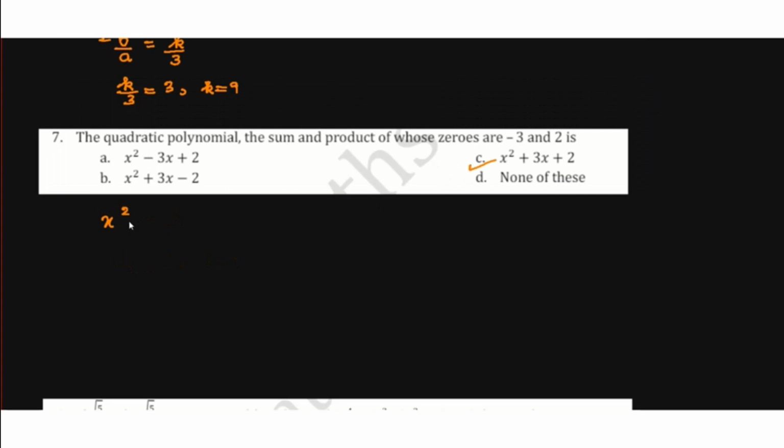Expressed as x square minus sum of zeros of polynomial times x plus the product of the zeros of polynomial. So the sum of the zeros of polynomial is given as minus 3. So minus of minus 3 becomes plus 3x. The product is given as 2. So the option is C.